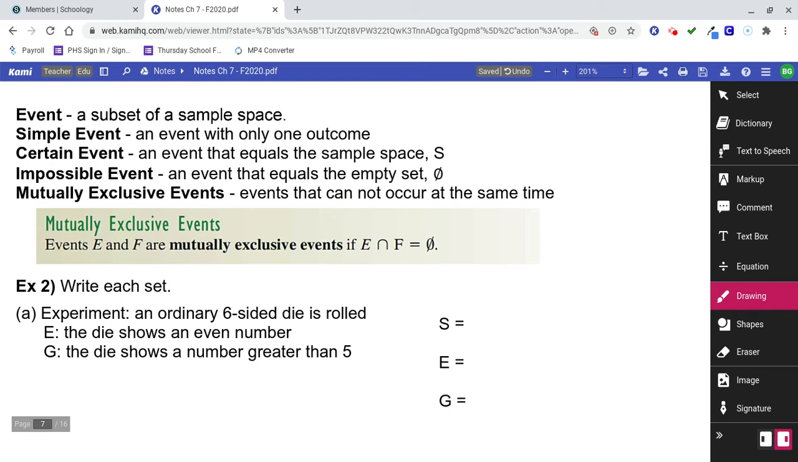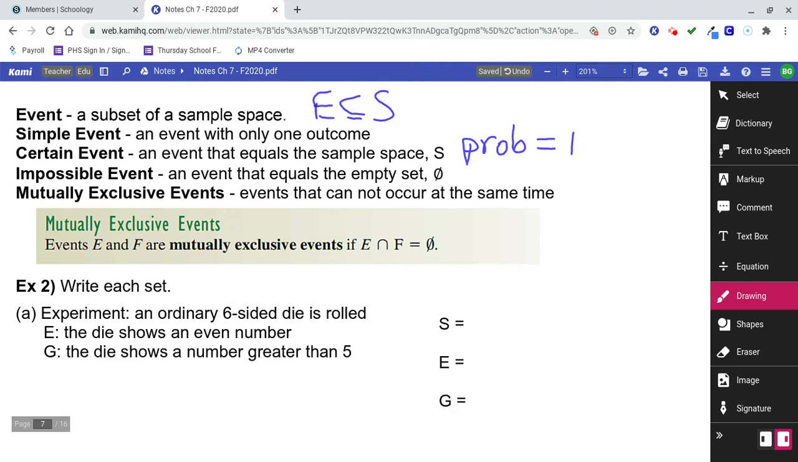When we talk about probability, we start talking about events. An event is just a subset of a sample space. So remember that symbol. An event is a subset of a sample space. Remember that symbol for subset? A simple event is an event with only one outcome. A certain event is an event that equals the sample space S. A certain event is certain to happen, and the probability of that is 1. There's a 100% chance that it happens. It's a certain event. Probability equals 1. It's an event that equals the sample space.